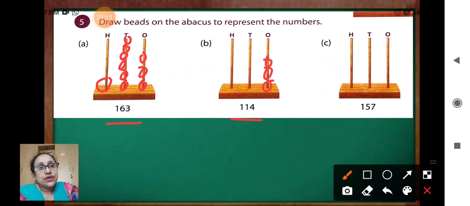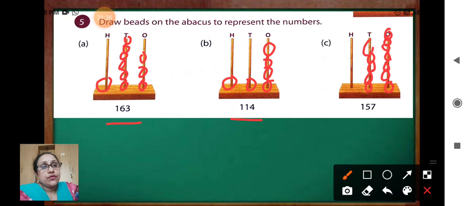Now question B, 114. 1, 2, 3, 4. In the tens place 1. In the hundreds place 1. Question C, in the ones place, draw 7. 157. So draw 7 beads. 1, 2, 3, 4, 5, 6, 7. Then in the tens place 1, 2, 3, 4, 5. And in the hundreds place 1.